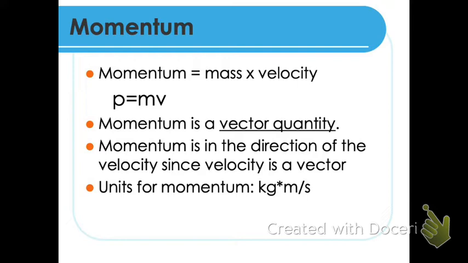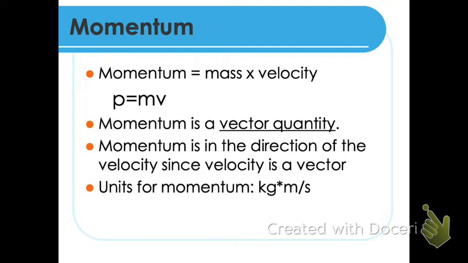It's a vector quantity, which means it has to have what two things? Magnitude and direction. So momentum has to be in the direction of the velocity since velocity is a vector quantity as well. That seems really self-explanatory, and it should be. If I'm moving west, my momentum is to the west. If I'm moving east, my momentum is to the east. So the plus or minus that goes on the front of momentum tells us just direction. It doesn't tell us about the numerical value of it.